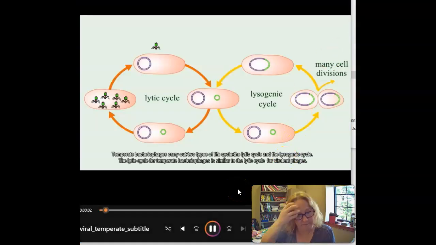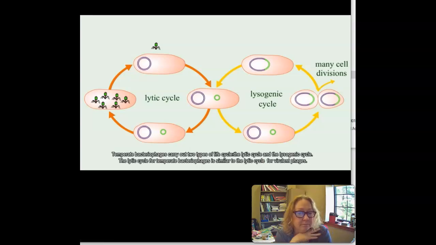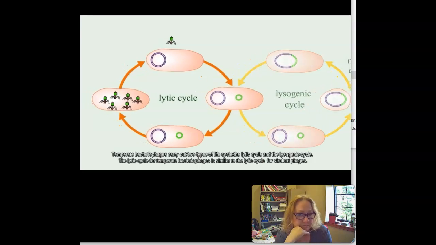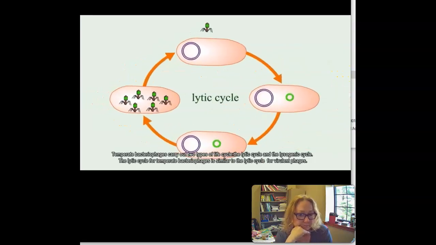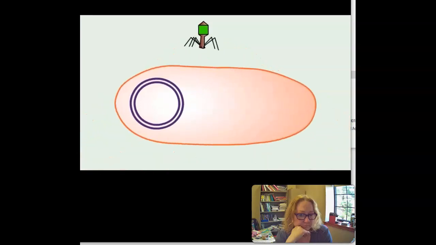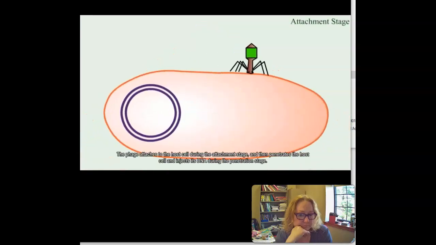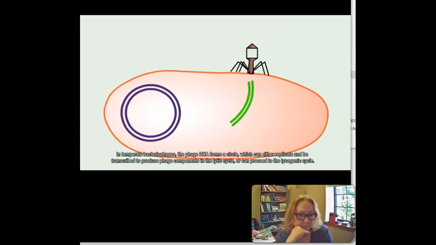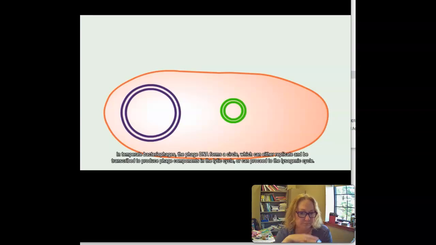Temperate bacteriophages carry out 2 types of life cycle, the lytic cycle and the lysogenic cycle. The lytic cycle for temperate bacteriophages is similar to the lytic cycle for virulent phages. The phage attaches to the host cell during the attachment stage and then penetrates the host cell and injects its DNA during the penetration stage. In temperate bacteriophages, the phage DNA forms a circle, which can either replicate and be transcribed to produce phage components in the lytic cycle, or can proceed to the lysogenic cycle.